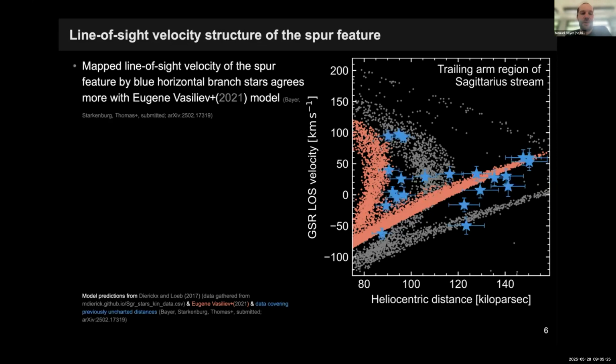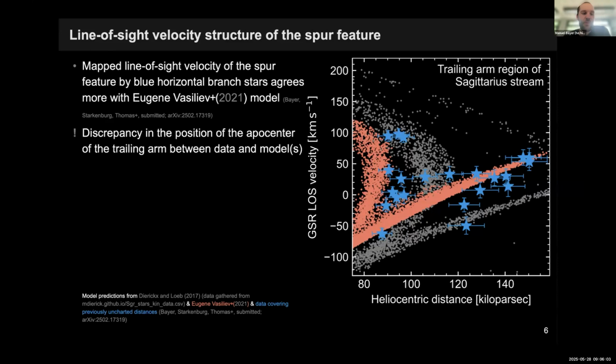And now I would like to put in, for the very first time, the constraints that we can give with these horizontal branch stars. As you can see, we also reproduce these two trends. Some of the stars are part of the apocenter, and then at larger distance there's also a slight linear trend with increasing distance, where some are part of this spur feature. We also see at least a bit more agreement with this more recent model by Eugene Vasiliev et al. So this is the orange points here.